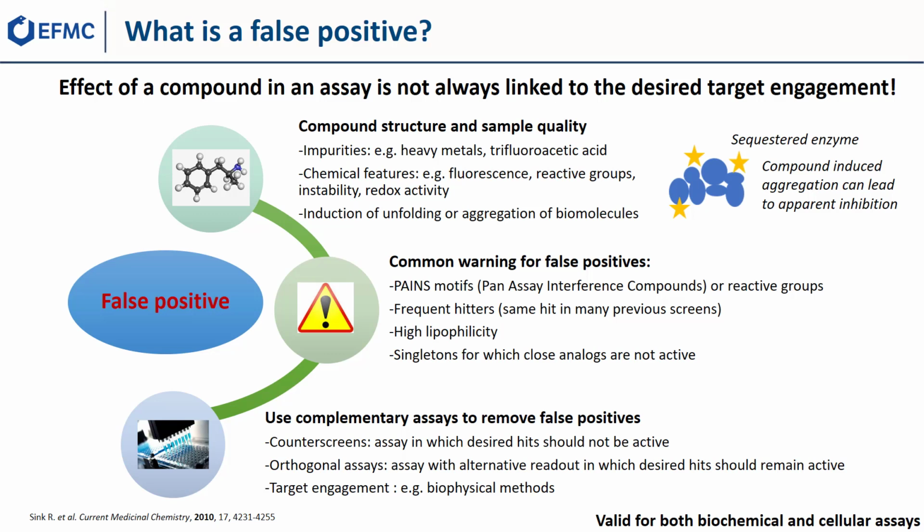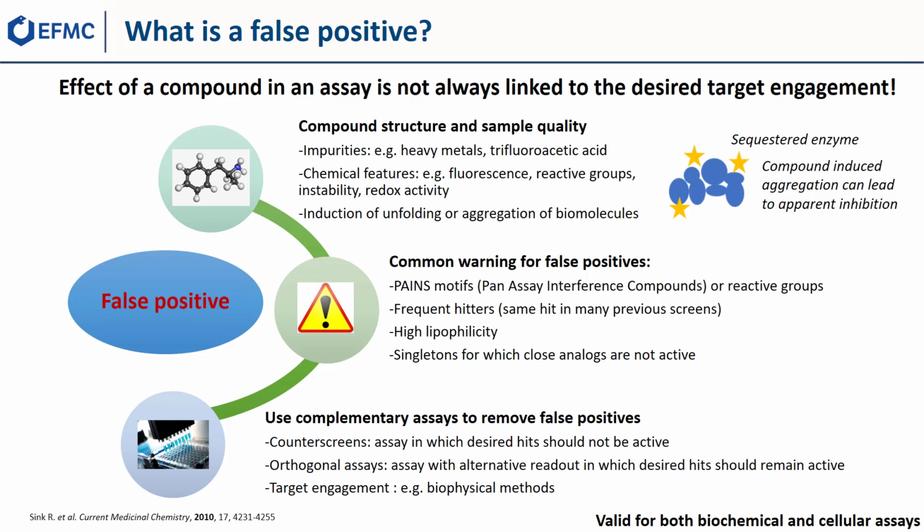You also should think about the chemical features. If you're using a fluorescent assay, some compounds may have intrinsic fluorescence. Some may have reactive groups that interfere with your assays. Some may also be unstable, and some may have redox activities and oxidize components of your assay system.